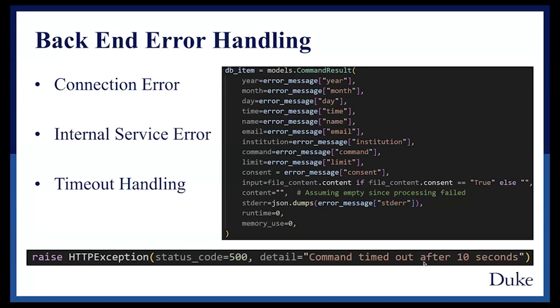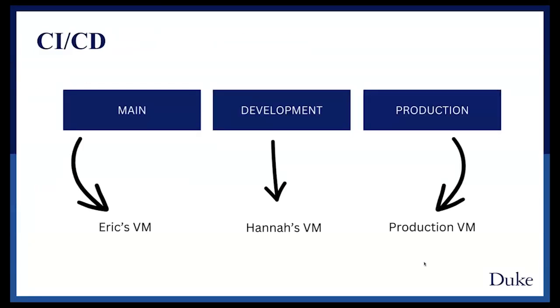We have also implemented CI/CD, or continuous integration and continuous deployment. And we have two branches, main and development, hosted on mine and Hannah's virtual machines respectively. And we've recently added a third branch, production, where it will be deployed 24/7 and available for users to access. These three branches are completely separate and allow us to make edits to specific branches without messing up other branches in the process. Now I'll pass it on to Marco to talk about some testing we did with runtime and memory.